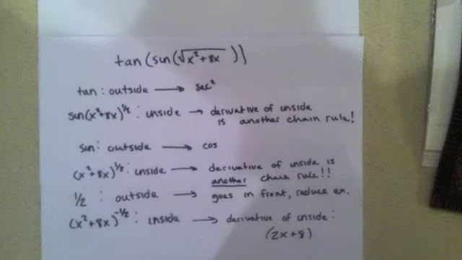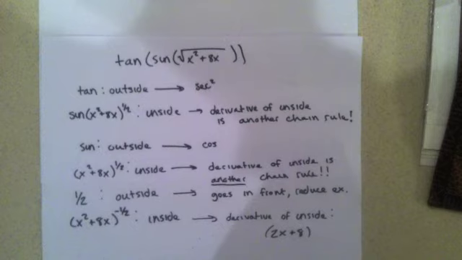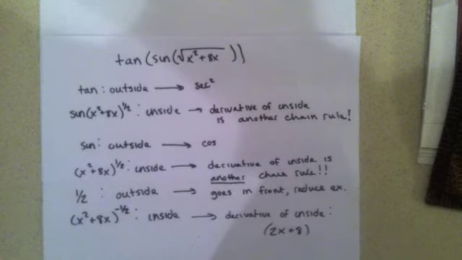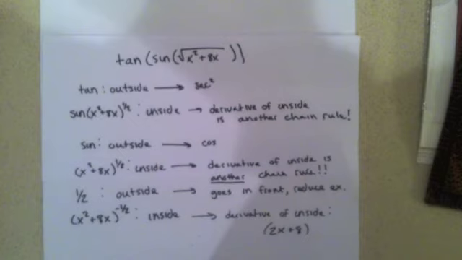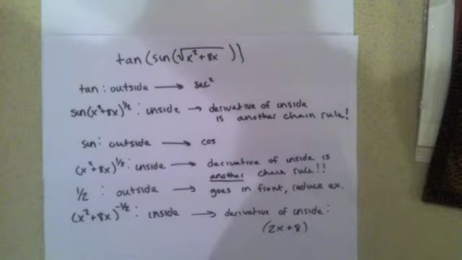You recopy the inside and take the derivative of that. But that's another chain rule. 1/2 becomes your next outside function. Then you subtract the exponent and you recopy it, and you get x squared plus 8x to the negative 1/2. That's your inside. You take the derivative of that, which is 2x plus 8, and then you should get your answer once you combine it all together. Here's the answer again.